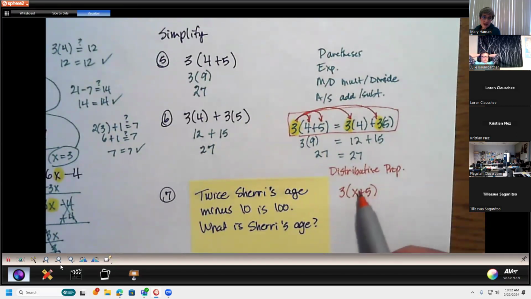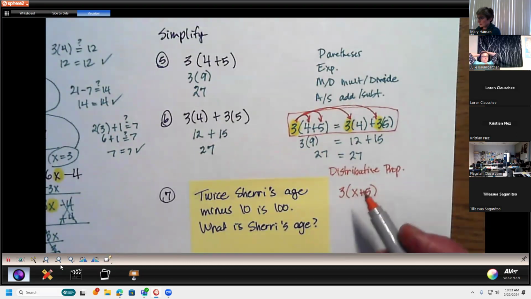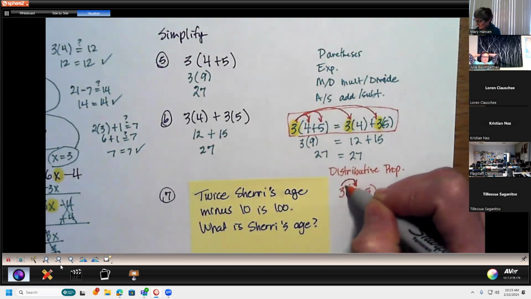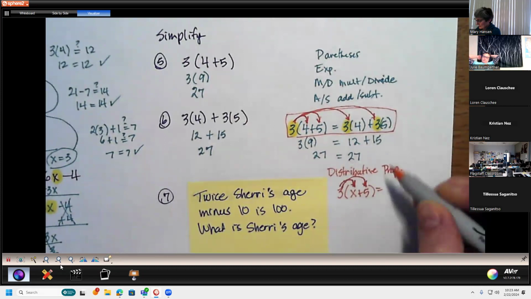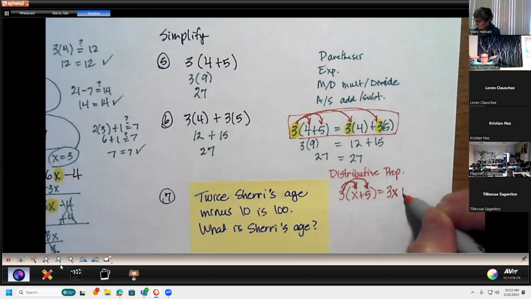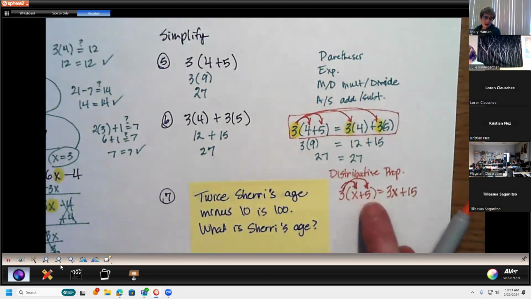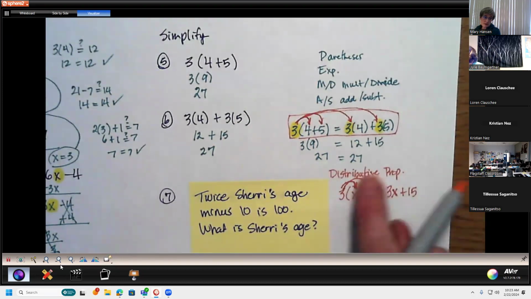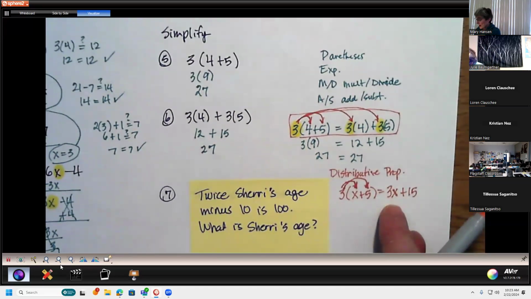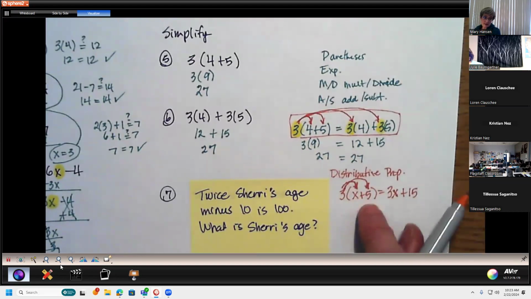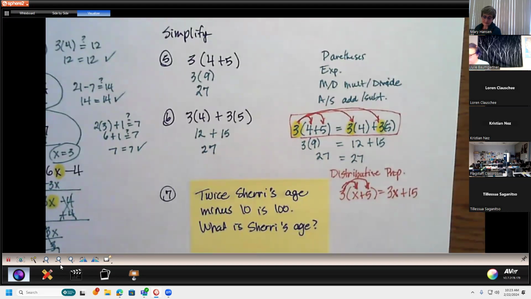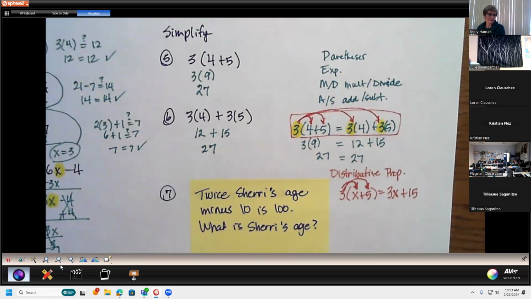Order of operations says I should add these before I multiply, but I can't add until I know what x is. But the distributive property says that I can rewrite that to be 3 times x and 3 times 5, which is 15. And this will be useful to us when we start solving algebra equations that have parentheses in them. And that's our focus for today. So that's just a little snapshot ahead. We're going to develop it more in depth, but have this idea of the distributive property in your head.